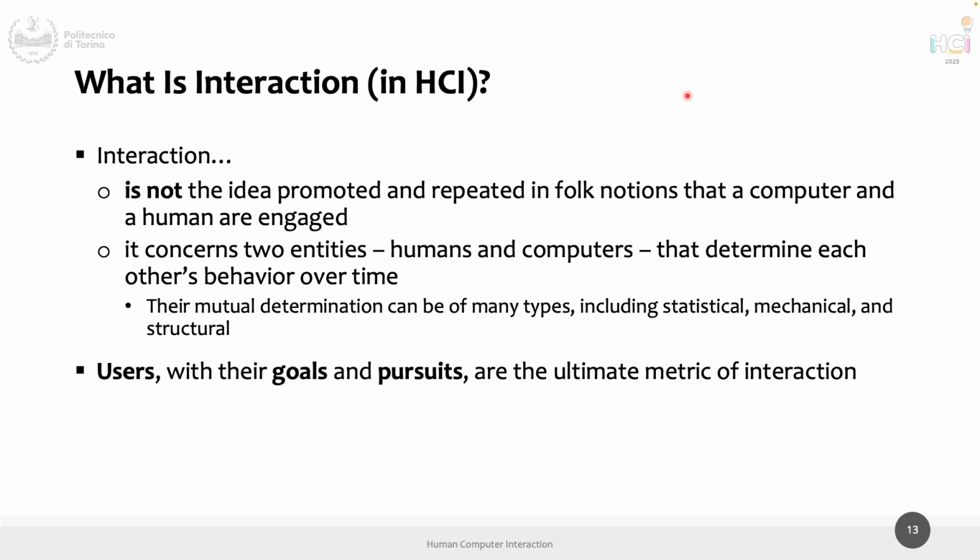So again, it concerns two entities, humans and computer, that, let me repeat, determine each other's behavior over time. The human determines the behavior of the computer and vice versa. The computer determines my behavior. And the mutual determination can be of many types, including statistical, mechanical, and structural. It depends what we're going to do. But the ultimate metric, again, is people with the goal and their task. That's what we should focus on: people, the goal, and the task with a computer system to reach that goal.